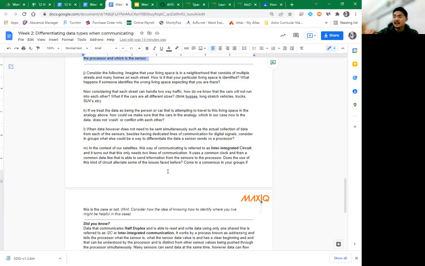And it turns out that this is referred to as inter-integrated circuitry, which I briefly explained previously. It allows for communication to move from source to destination by constantly streaming the data until it's told to stop or to start. That's where the processor is able to send a command one way and then receive the other.